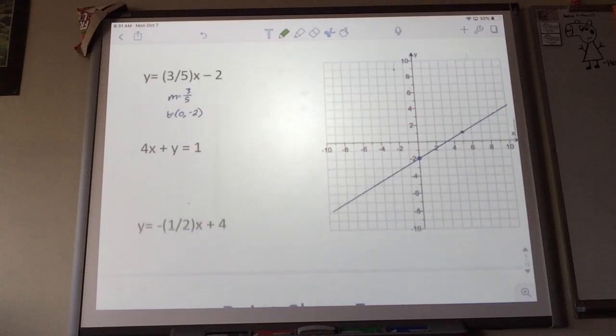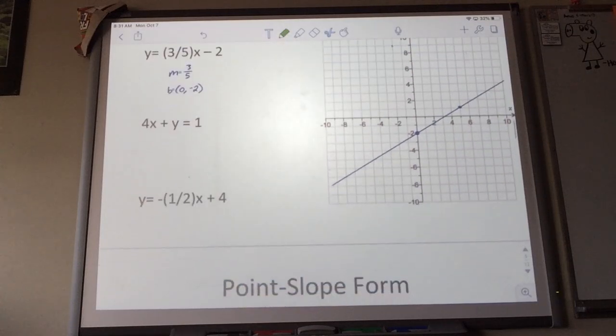Okay, same thing on the next one, but the next one's not in y equals mx plus b. So what do we have to do first in order to graph number 2? That one. Parker, what do we do? Get y by itself. Good. Okay, get y by itself. So we have to get rid of this 4x. So minus 4x, minus 4x. Y equals -4x plus 1.